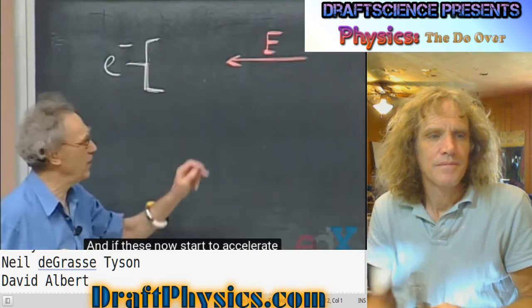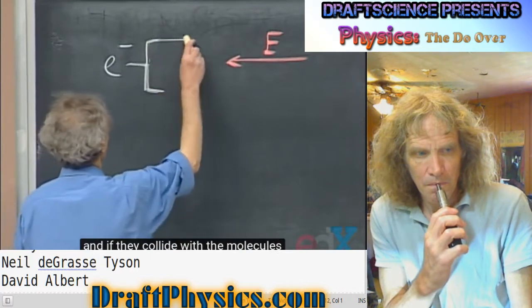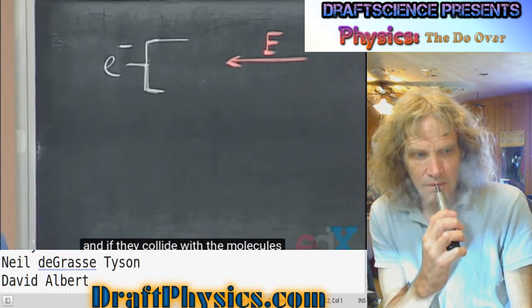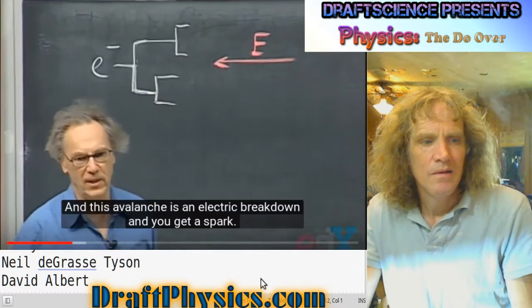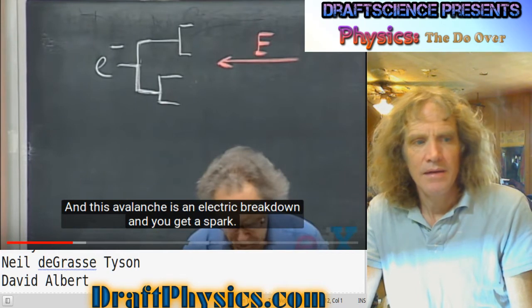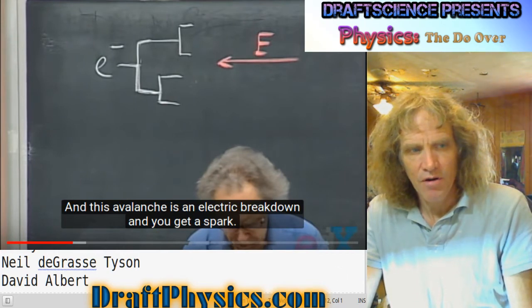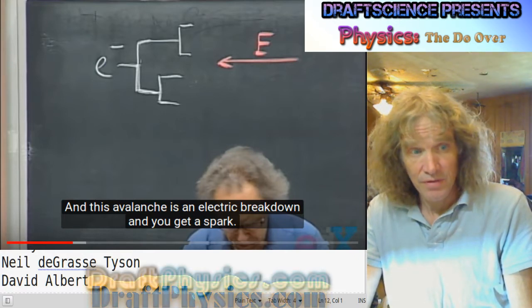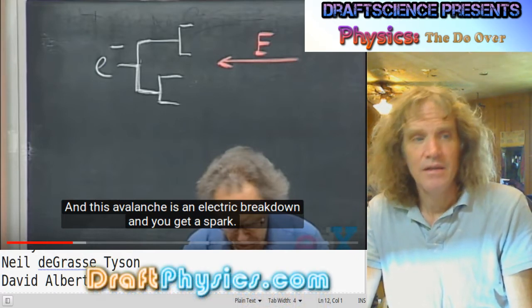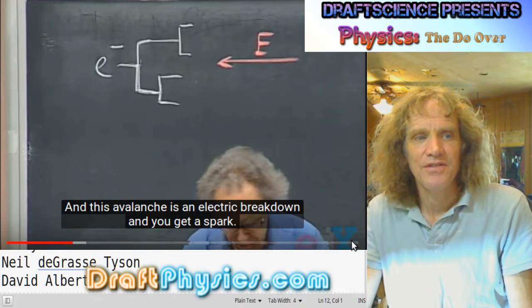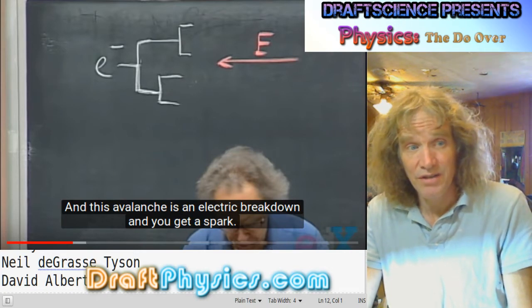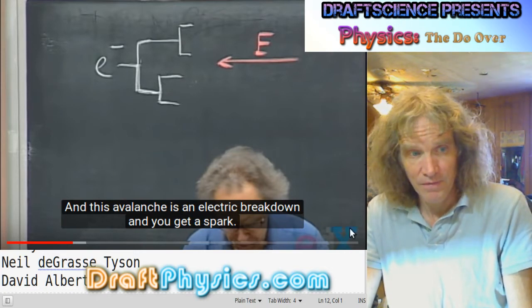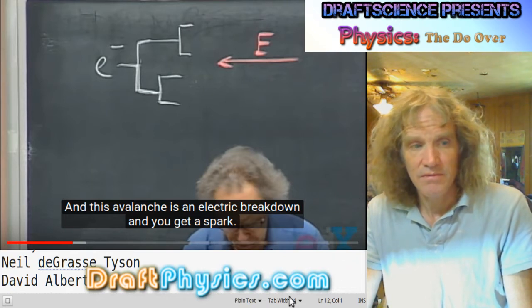And if these now start to accelerate in this electric field, and if they collide with the molecules, and if they make an ion, then each one will become two electrons, and so you get an avalanche. And this avalanche is an electric breakdown. Yeah, so I don't think this is correct at all, because the energy of the electron is used to make ions. You can't make an ion for free. So you can't just make another free electron and have the same energy you had before. You have to lose energy somewhere. So you can't have any perfect chain reaction.